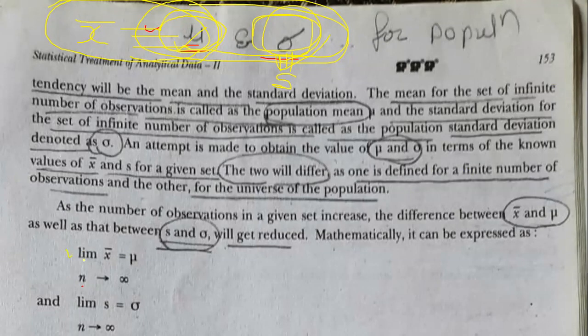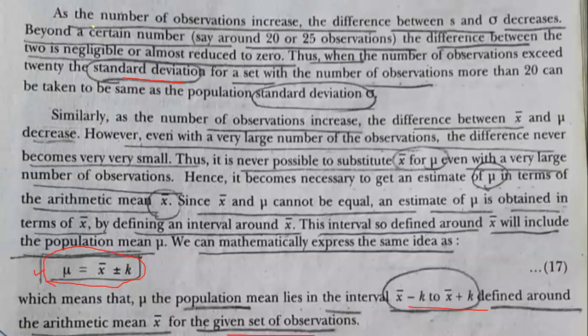See here it is indicated that the limit of x bar is equal to mu where n goes to infinity, when the number of readings become infinite. Limit of s is equal to sigma where n goes to infinity. But in this case, it cannot become exactly equal to mu. As the number of observations increases, the difference between s and sigma decreases. That may become equal to 0 when the readings are more than 20 to 25.